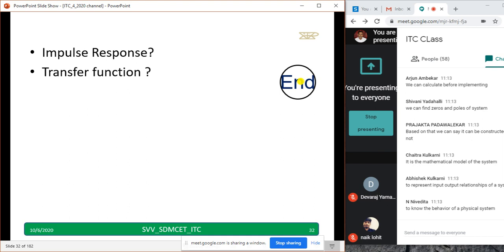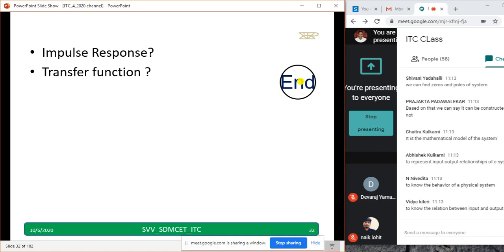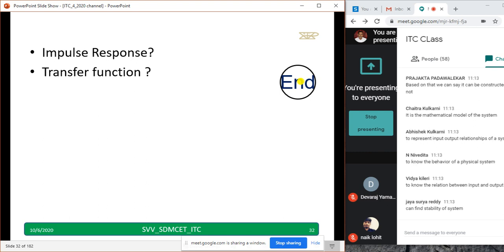To know the behavior of the physical system, Nivedita is correct a little bit. Anything else? Even it's the equation only that I am asking. If you know the transfer function, what is the use of it? To know the relation between the input and output, Vidya, you are also on the way, not a perfect answer. You know the transfer function. What is the use of it? Can find the stability of the system, Jay Surya. Okay, any other thing?